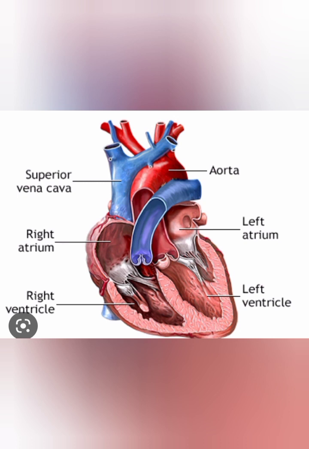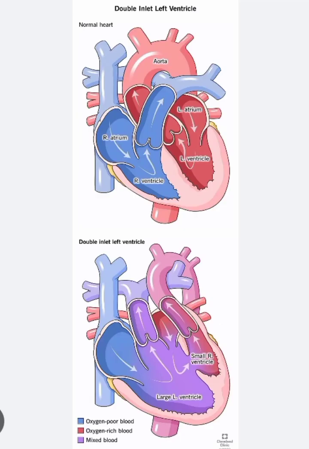Right atrium. The right atrium receives deoxygenated blood via the superior and inferior vena cava. Then right ventricle. The right ventricle receives deoxygenated blood from the right atrium. The left atrium receives purified blood from the lungs through the pulmonary arteries.